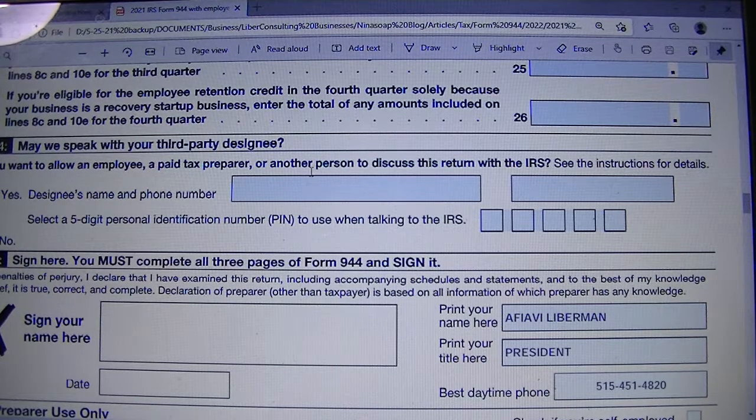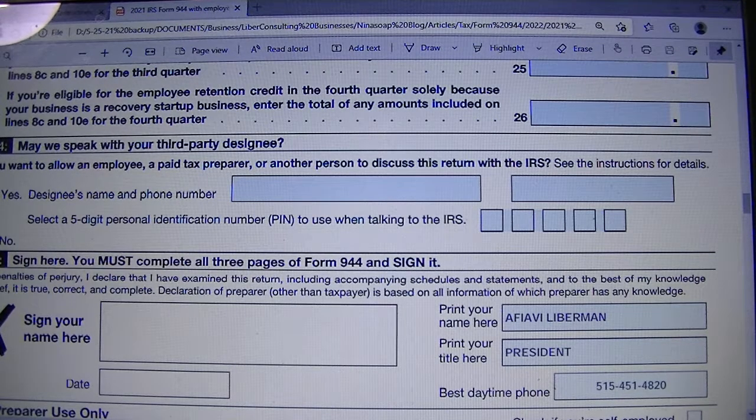But usually it is designed so that if somebody completed the form, like you paid a tax preparer to complete the form, or another person completed the form and you want the IRS to address any issue with that person, you put the person's name. It's not going to be the business of the tax preparer, it's going to be that tax preparer that prepared the form. And pretty much you select a PIN, and the name and the phone number will be in it. But I like to just say no.